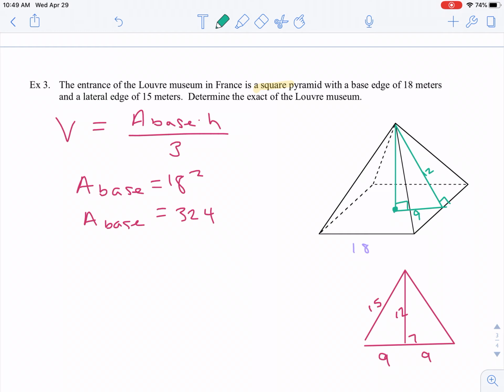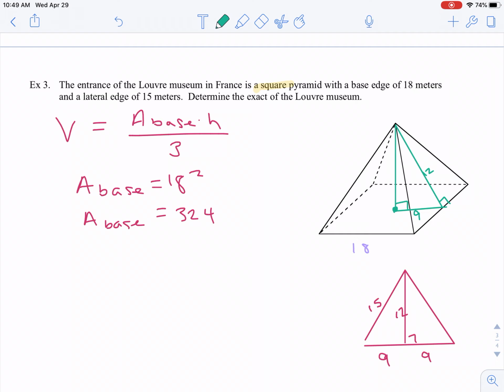Oh, is that right? 9, 12, 15? Oh, it's not right. You want to know why? Because if it was 9, 12, 15, then 15 would have to be the hypotenuse. But in this case, 12 is the hypotenuse, right? We always have to keep track of where that hypotenuse is. So this one doesn't actually have a triple.